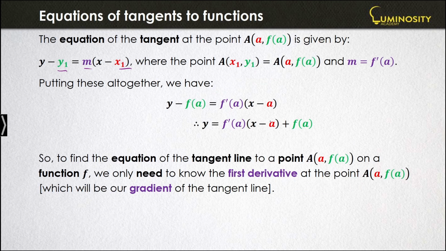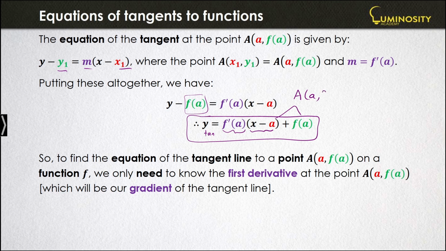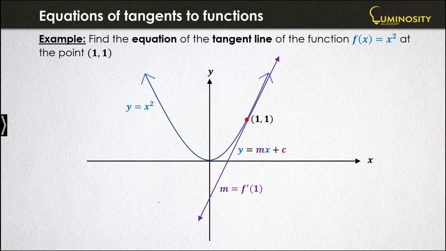Your x1 is a. So if I take this f of a over to the right hand side, I get this formula now. So this formula here is the equation of the tangent line. So your tangent line is the derivative at a times x minus a, plus f of a, where the point is given by little a, f of little a. So, in general, to find the equation of the tangent line at a point a, f of a, on a function f, we only need to know the first derivative at that point, right? And that'll be the gradient of the tangent line at that point that we have.